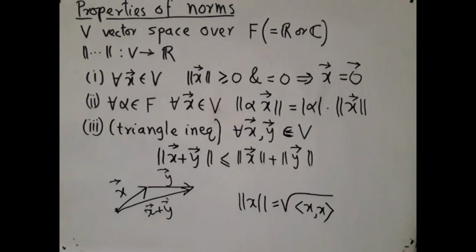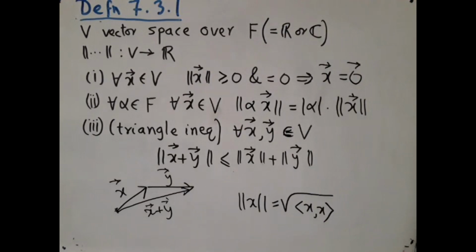Now, these properties cover a vast majority of applications of norms, and so mathematicians have thought about defining the concept of norm independently of any inner product by using these very properties as the definition, and this gives rise to definition 7.3.1 in the book. So there we start with the vector space, and we say that if we have a function from V to R that satisfies all these three properties, then we shall call this function a norm. Now we know that inner products induce a norm.